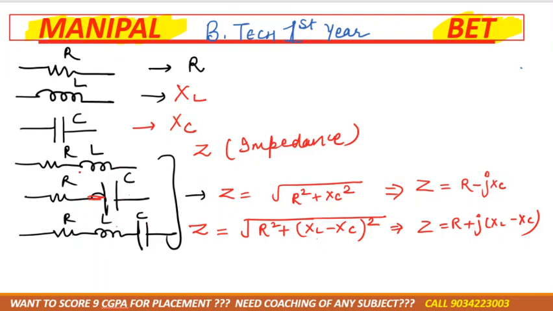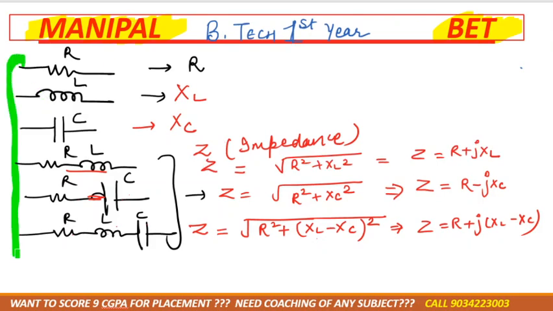Got it? Next, can you tell me the formula for the RL circuit? So these are all the formulas of resistance only, so every unit is ohms only. Got it? You need to remember these formulas.